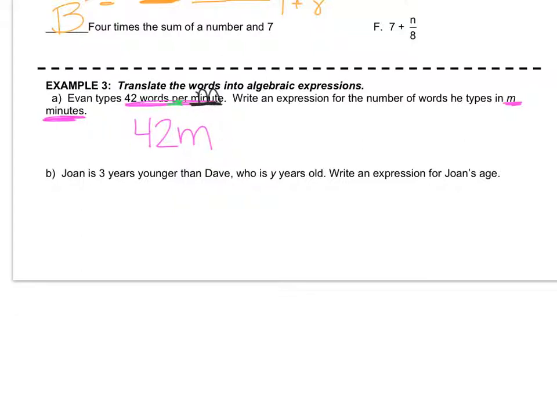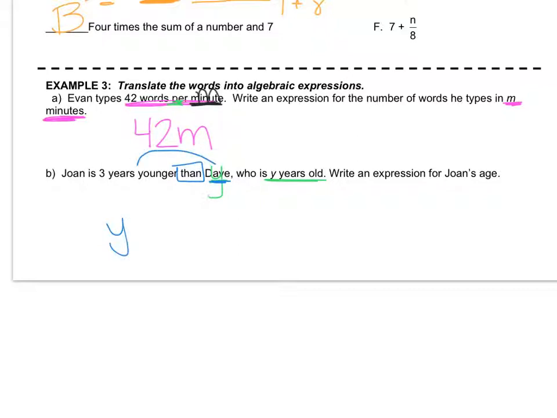And on B, it says Joan is 3 years younger than Dave, who is Y years old. So that right there, it's telling you that Dave is really what? He's really Y. So over Dave, I'm going to write a Y. So I need to get an expression for Joan's age. Now I know there is a flip word. It says Joan is 3 years younger than Dave. Than is a flip word. So I'm going to start past than. Past than is Dave or Y. So I'm going to start my expression with Y.